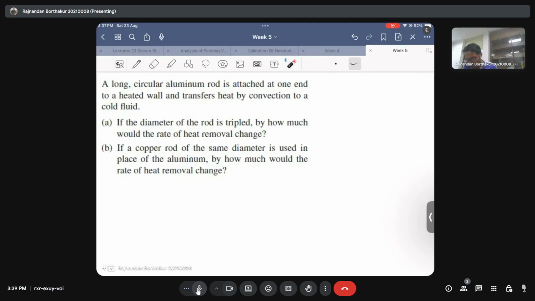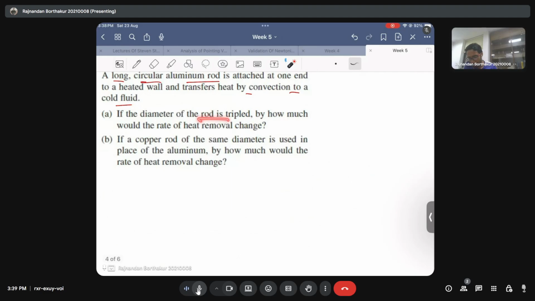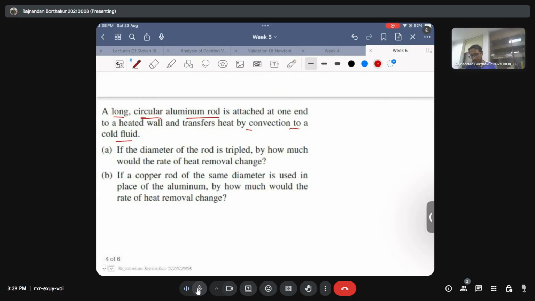So it says that a long circular aluminum rod is attached at one end of a heated wall and transfers heat by convection to a cold fluid. Then they're asking, if the diameter of the rod is tripled, how much would the rate of heat transfer change? Then they're saying that if a copper rod of the same diameter is used in place of the aluminum rod, how much would the rate of heat removal change? So again, this is an ideal problem on fin.